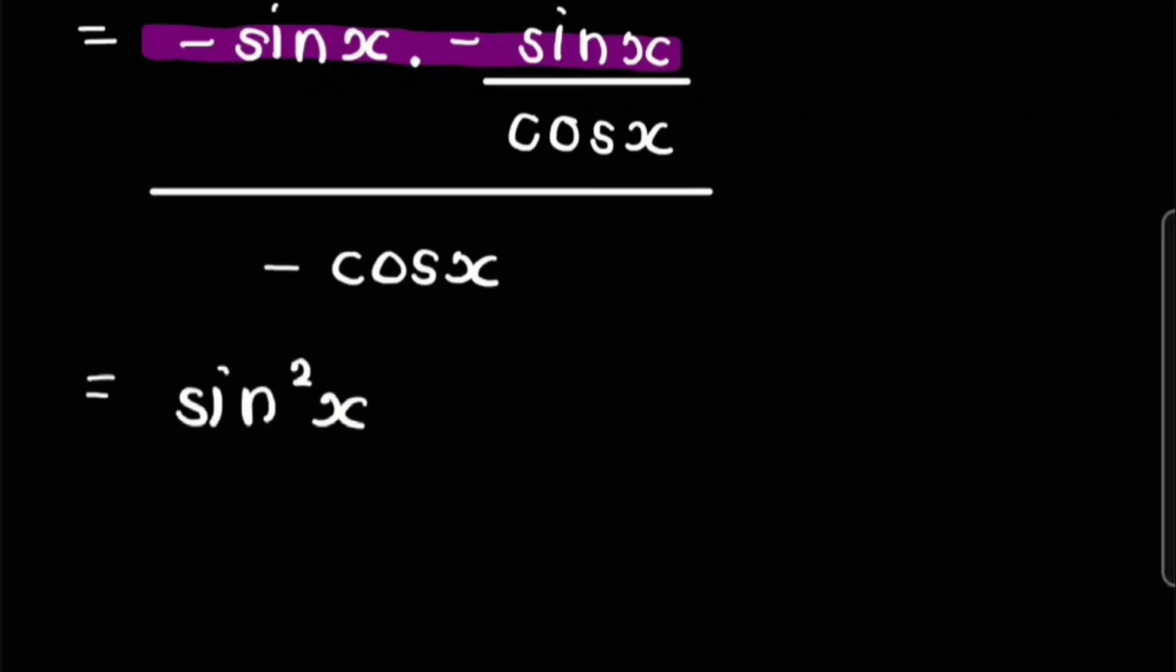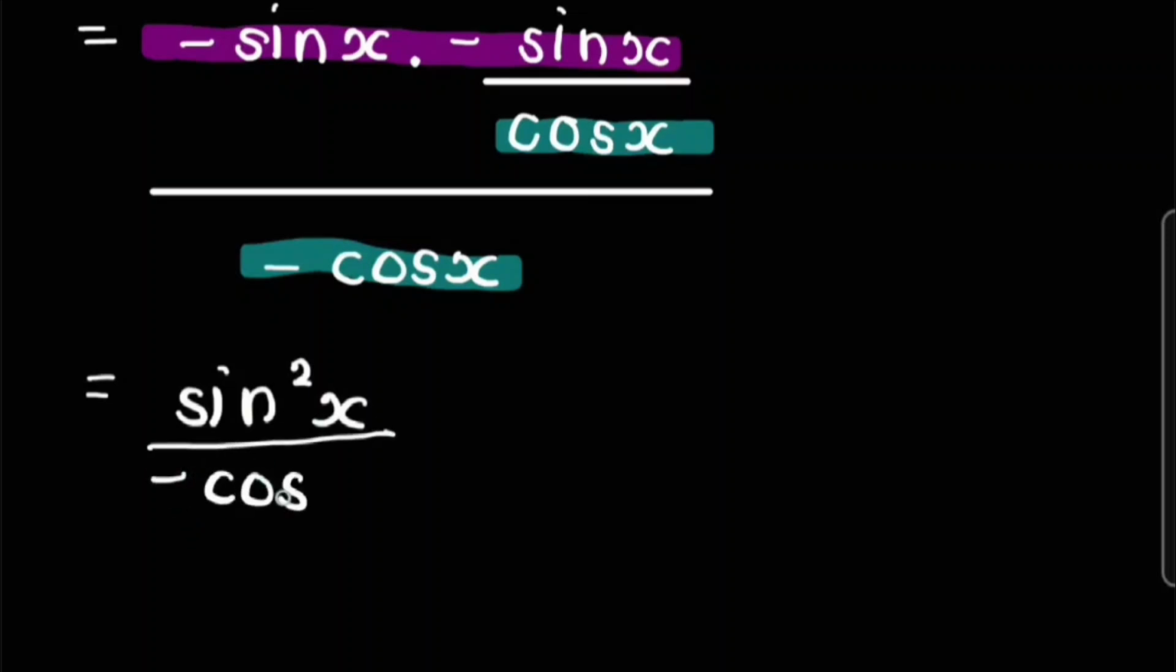But what happens to the denominator? So we've got cos x in the denominator as well as negative cos x. They are both in the denominator. So they actually get multiplied with each other. And that would give us negative cos squared x.